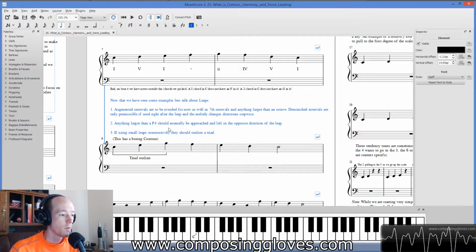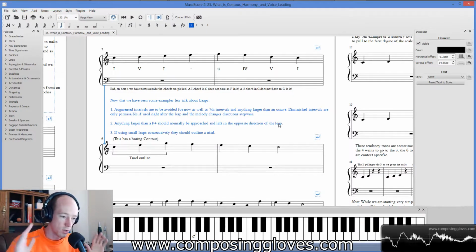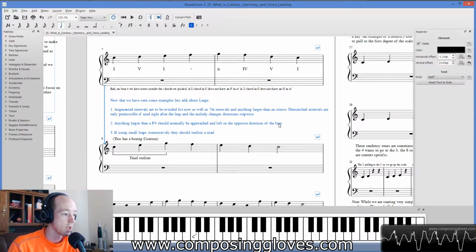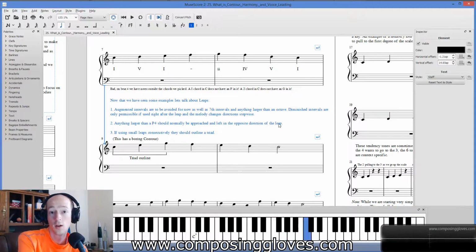Anything larger than a perfect fourth should normally be approached and left in the opposite direction of the leap. So this is why I was talking about the small leaps and the large leaps. There's a point where, as I just demonstrated, that's just with diminished intervals. That's sort of a special case. But if we've got a perfect fourth, we can continue in the direction we are going if it is smaller than a perfect fourth. So if I'm moving along here and I want to jump to a B, well, that's a third, so I can do that. And I even encouraged a tendency tone. So double whammy.